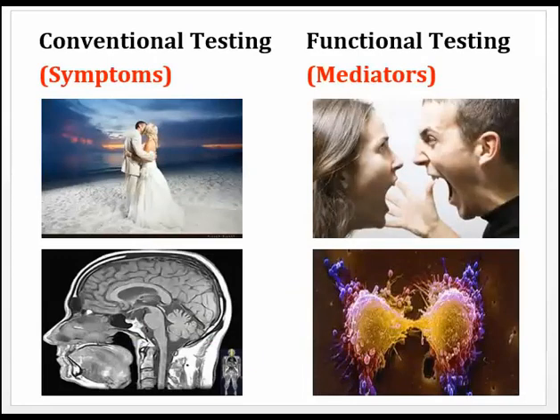I'd like to use this analogy. Conventional testing is like a picture. Let's say that two people got married and they get on the plane, go to their honeymoon destination, and they ask somebody to take a picture of them on the beach, and we see the picture on the left. However, what we don't know is that during the plane ride to get to their destination, they were fighting the entire time and ready to get a divorce. When we look at conventional testing, it's taking a picture.